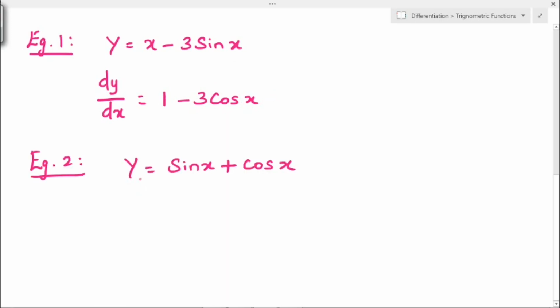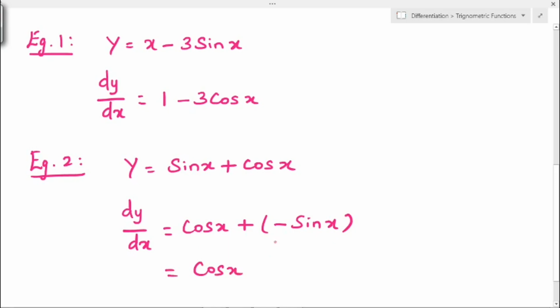Next example is y equal to sin x plus cos x. Okay, here we have two terms. First term is sin x plus second term is cos x. So this is also very simple. First differentiate this with respect to x. So that is dy by dx equal to differential of sin x is cos x plus differential of cos x is minus sin x. So this can be written as cos x plus into minus is minus sin x. So differential of sin x plus cos x is cos x minus sin x.